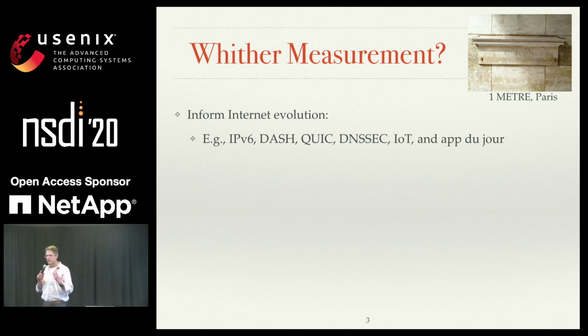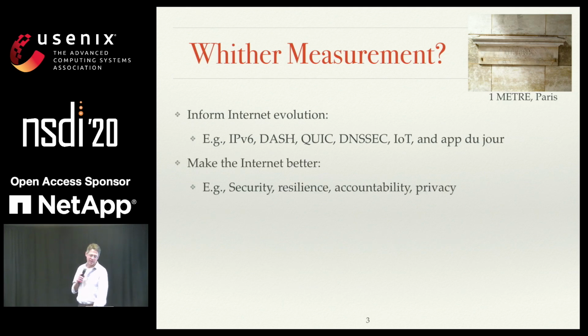Some of the previous primers before me talked about using network measurement for various tasks. First of all, it informs our internet evolution. So we have this cycle of deploying everything from applications to topology to whatever, and then seeing how it goes, right? So whether that's IPv6 or Dash or QUIC or DNSSEC or whatever the app du jour is, we often want to measure how it's doing.